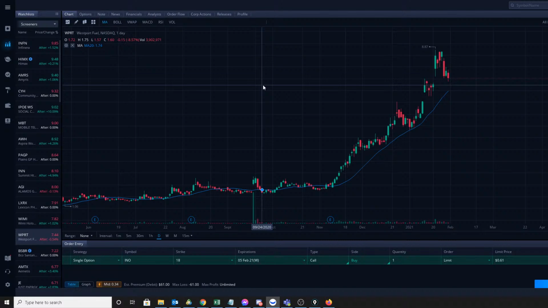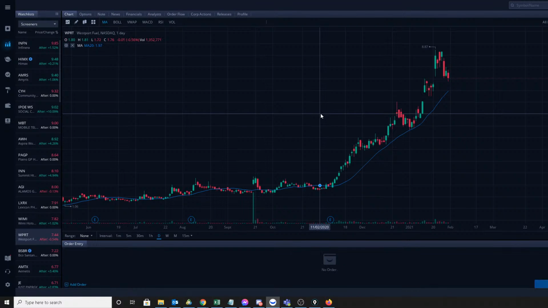So let's take a look at this company here. This is Westport Fuel. It's actually one that I've been watching, and let me give you guys an idea. Let's say I want to build into a short term to medium term position, where I want to get in at a decent level, but I want to hold this for let's say 2 to 4 weeks, maybe a month and a half. All right.